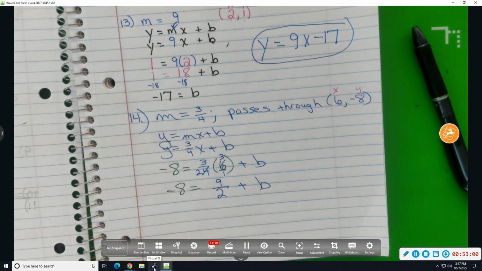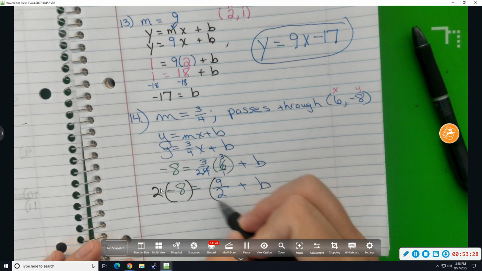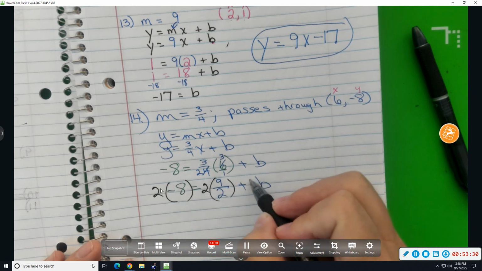And I'd get rid of the fraction. I could have gotten rid of the fraction up here by multiplying through by that 4. That probably would have been cleaner. What could I multiply every term by here to get rid of that denominator? 2. Remember, you can multiply both sides by whatever the denominator is to cancel out that fraction. So I'd multiply every term by 2.